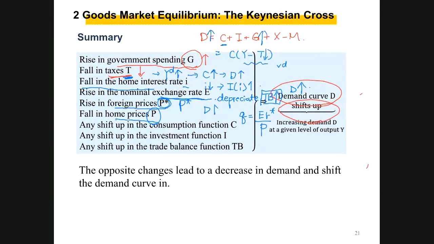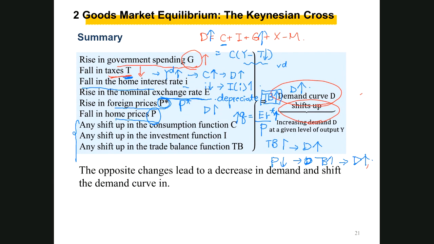So if P star increases, Q will increase, trade balances will increase, so that demand will increase. On the other hand, if the domestic price level P decreases, trade balances will increase, so that demand will increase. Okay?